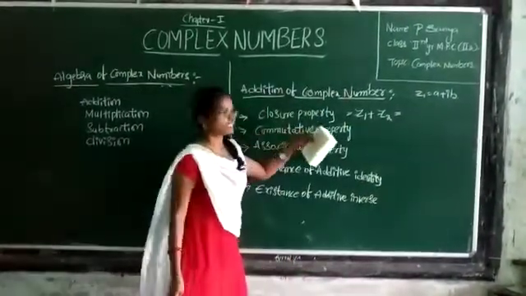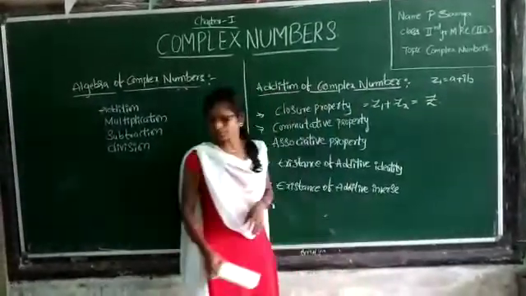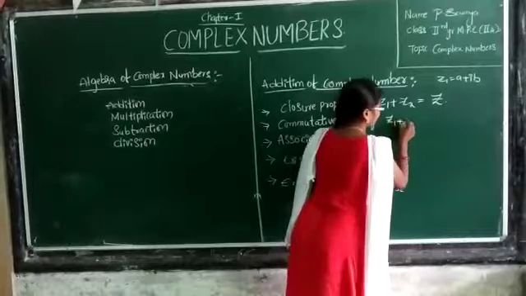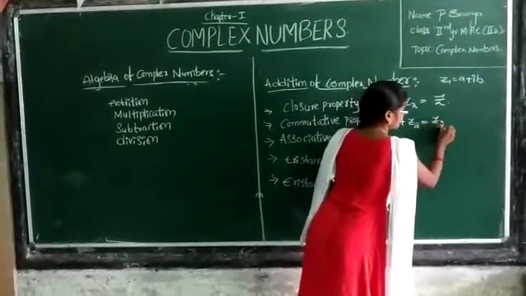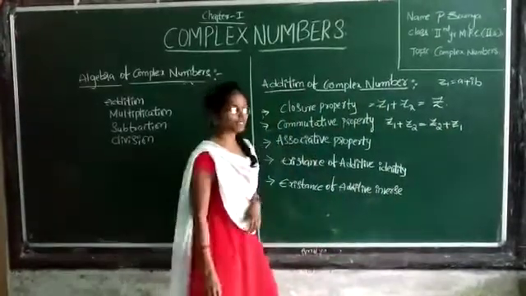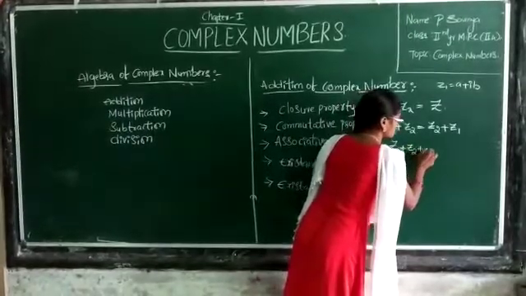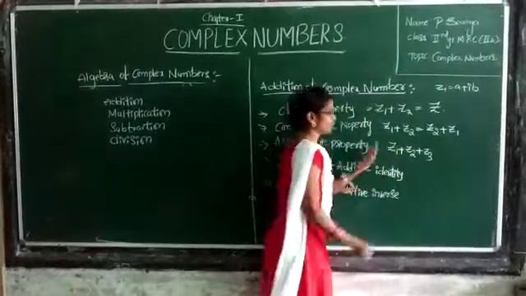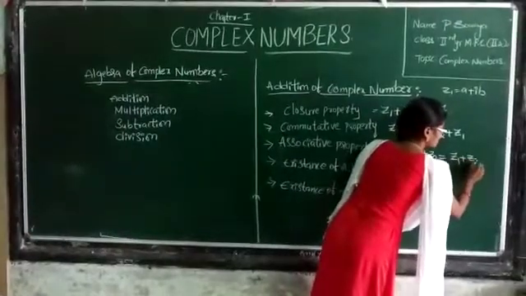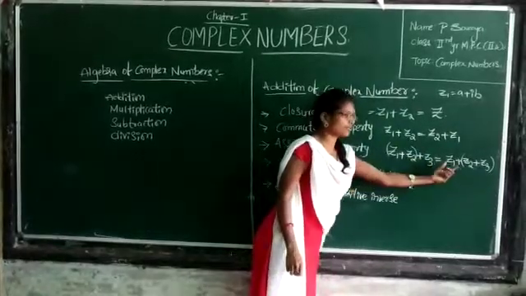What is the closure property? That is nothing but z1 plus z2 equal to, again you will get a complex number. And here the commutative property: z1 plus z2 equal to z2 plus z1. Okay. And next, the associative property. The associative property concerns the addition of 3 numbers, z1 plus z2 plus z3. If you take a bracket on the first two, and you keep a bracket on z2 plus z3, you will get the same thing.